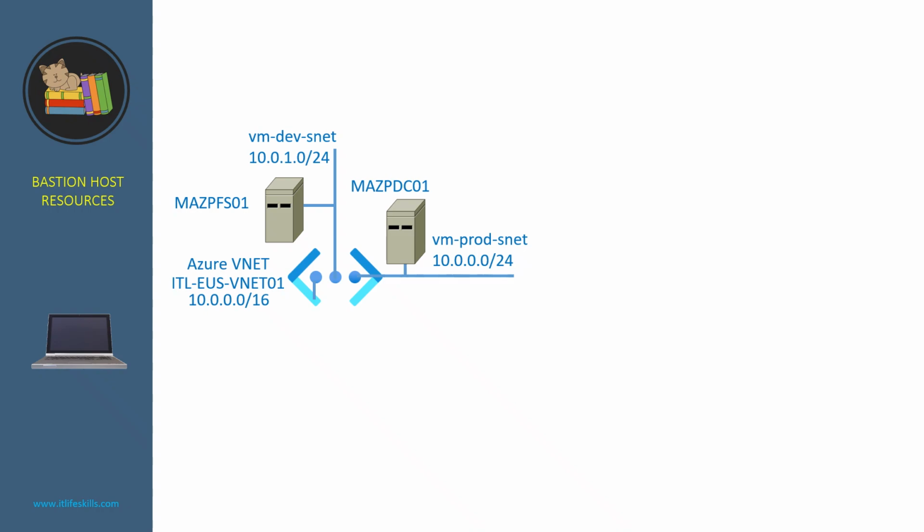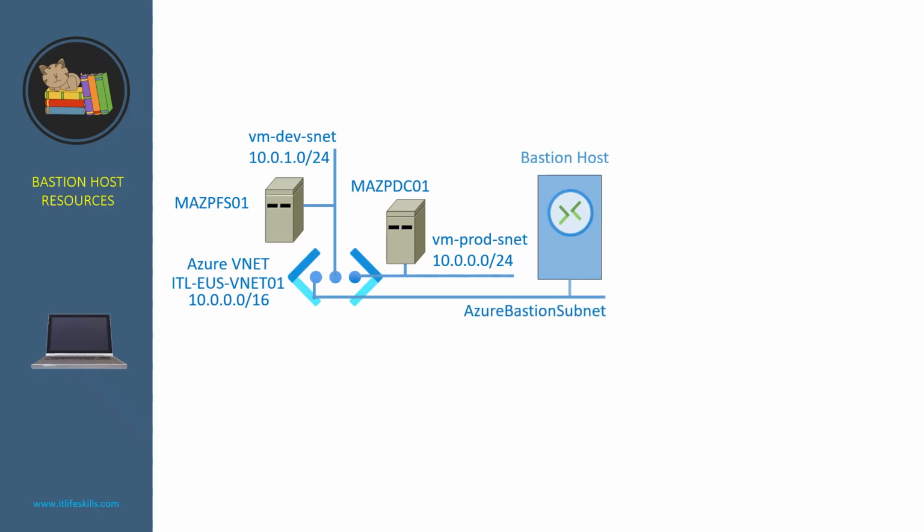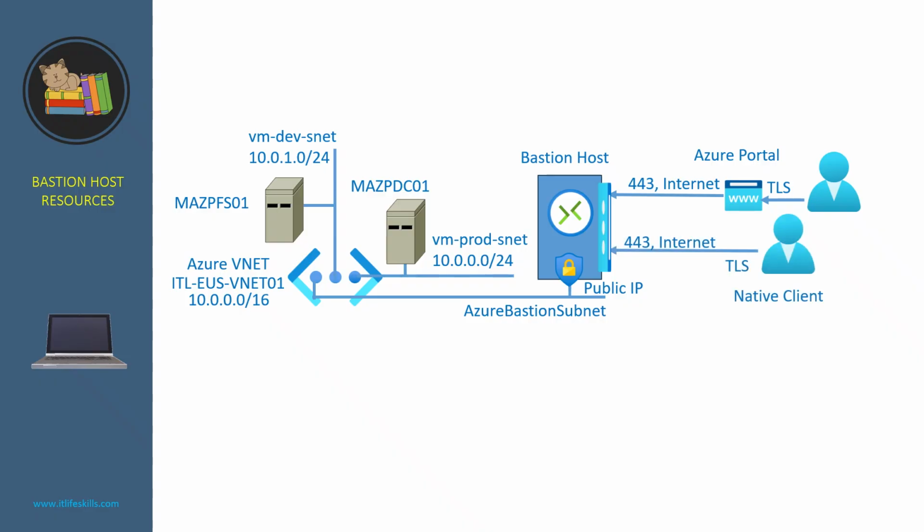When we deploy a new Azure Bastion host in a VNet, it first deploys an Azure Bastion subnet, then it deploys the Azure Bastion host, and finally it deploys the public IP address. The Azure Bastion host has a built-in network security group which allows the incoming traffic from the internet to the Azure Bastion host on port 443, and the network security group only allows the outbound RDP and SSH traffic from the Bastion host to the Azure Bastion subnet.